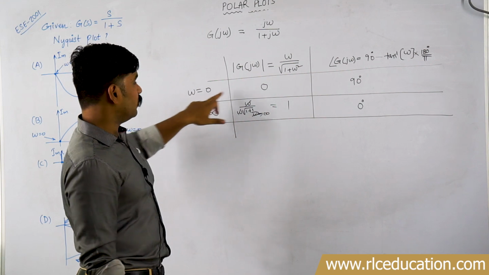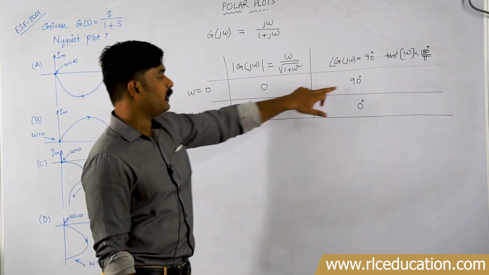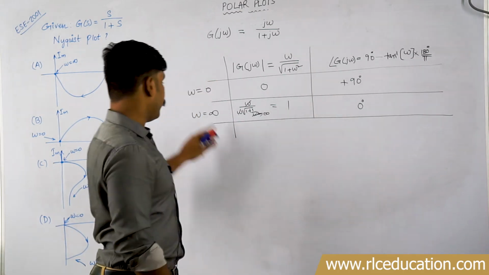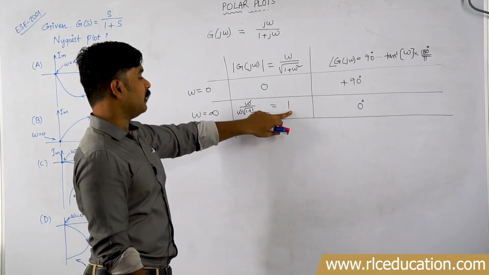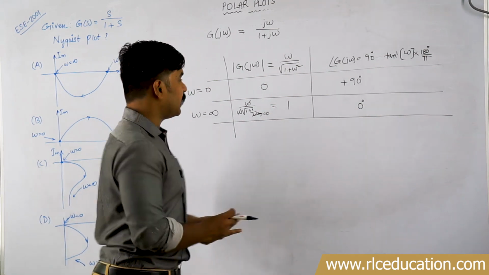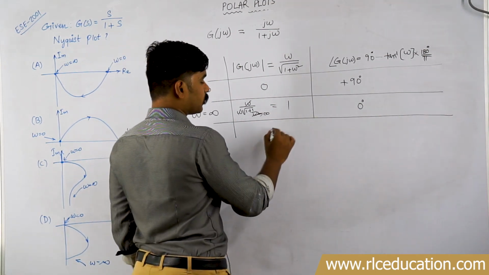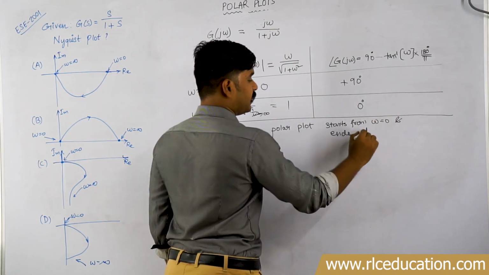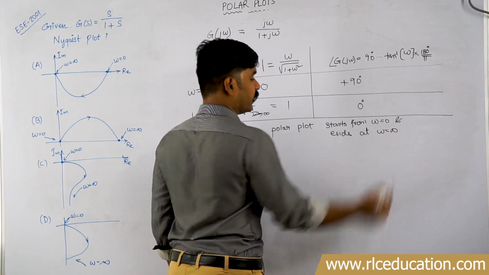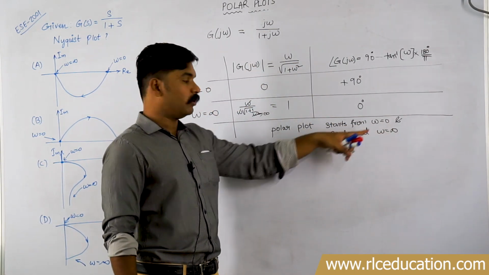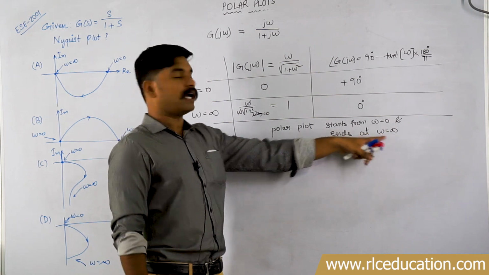So at omega is equal to 0, the magnitude is 0, but the angle is 90 degrees. What 90 degrees? It is plus 90 degrees. When omega is infinity, the magnitude is 1 and the angle is 0 degrees. And always keep in mind, the polar plot starts from omega is equal to 0 and ends at omega is equal to infinity. So the starting point of the polar plot is given by omega is equal to 0 and the ending point is given by omega is equal to infinity.